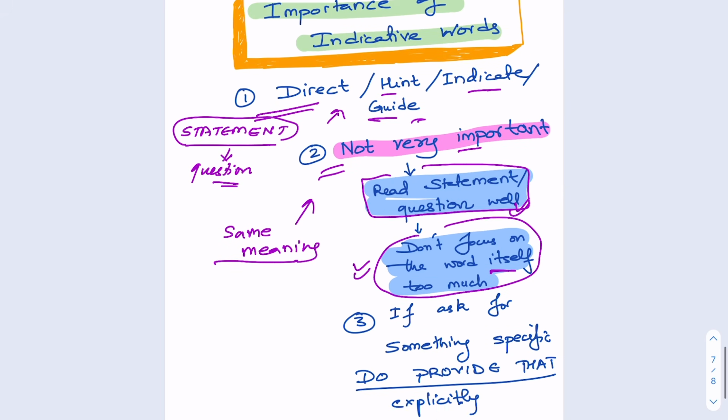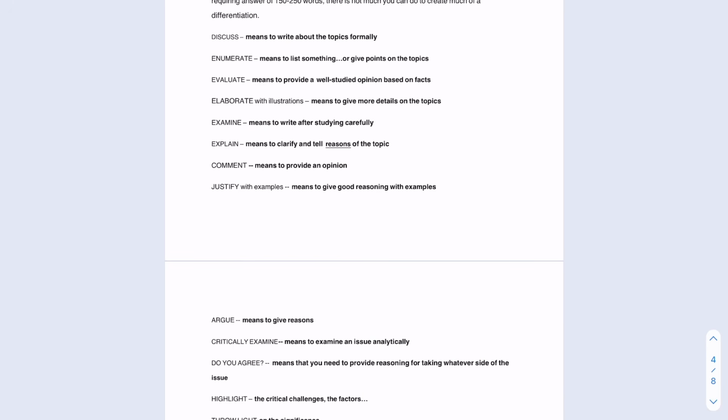And the third thing is that only pay attention to the indicative word if it is asking for something very specific. If it is asking for something specific, then you provide that explicitly, and I will show you how you have to do it. First, let's go ahead into the meanings of these indicative words so that you can understand what they mean.